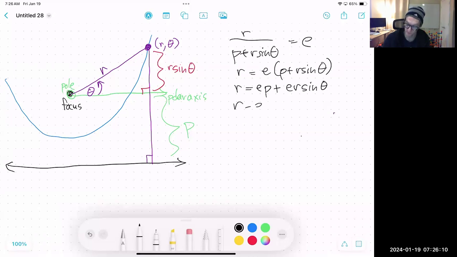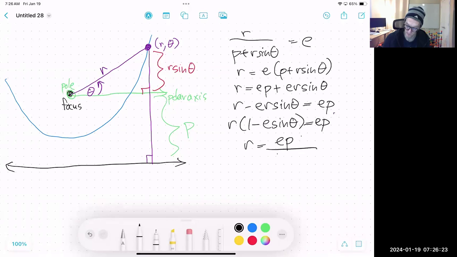Subtract. Factor. Divide. And there is my equation.